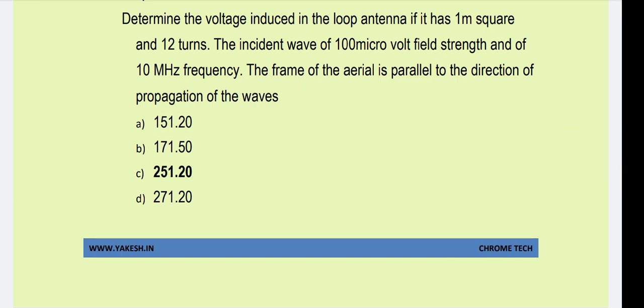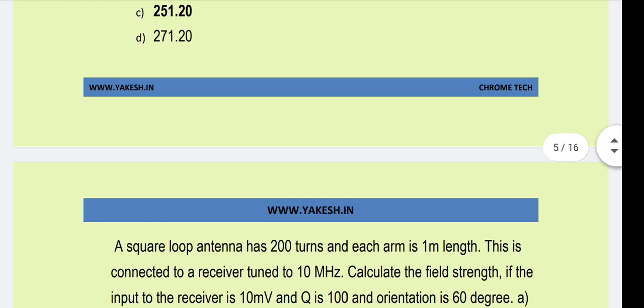Determine the voltage induced in the loop antenna if it is 1 m square and 12 turns. The incident wave of 100 microvolt field strength and 10 MHz frequency. The frame of aerial parallel to the direction of propagation of the wave. 251.20, option C is the correct answer.